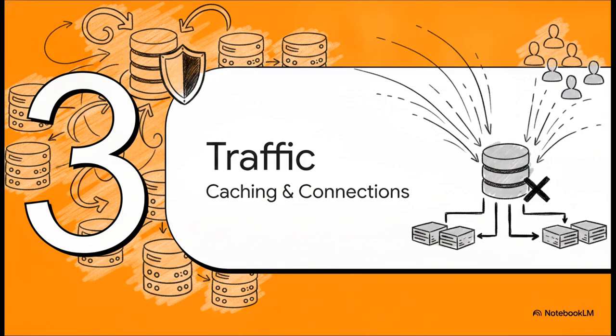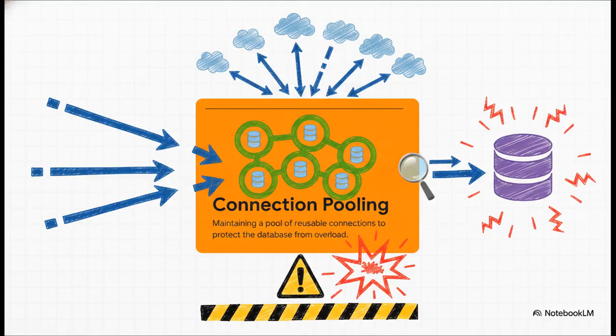Let's move to Section 3, Traffic, Caching, and Connections. As your traffic rises, those foundational optimizations just aren't quite enough anymore. We need to shield the primary database from being totally overwhelmed by the sheer volume of requests. And a fascinating way to do this is connection pooling.